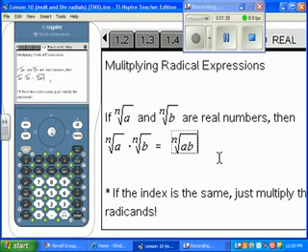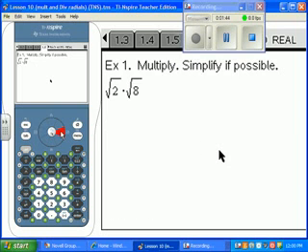So you have a common index. All you're doing is multiplying the radicands. Are we okay with that? Go to the next page. Here's our first example. We've got the square root of 2 times the square root of 8. When you multiply that together, you get the square root of 16.